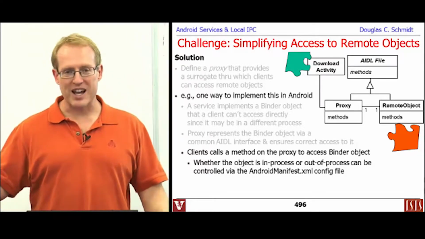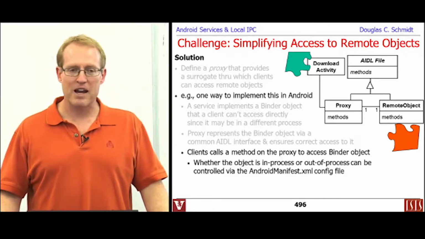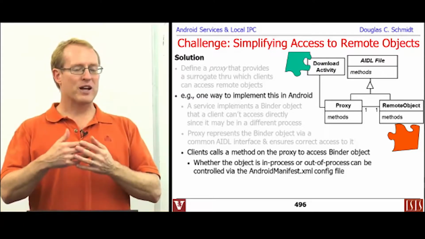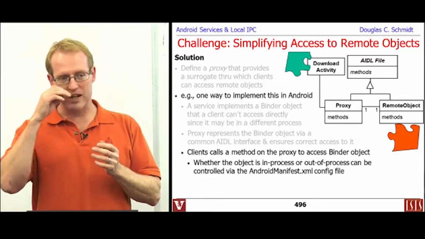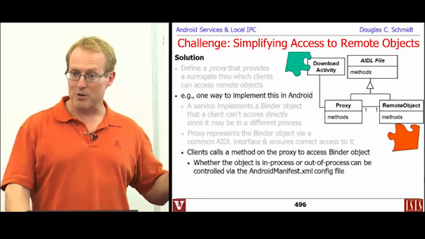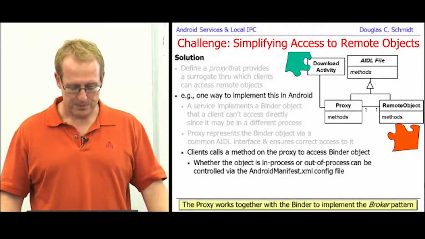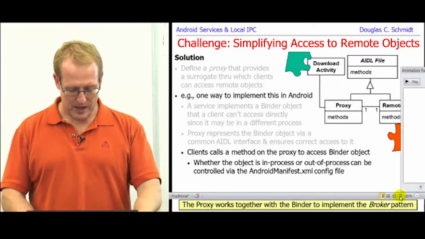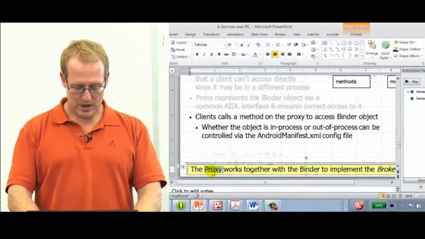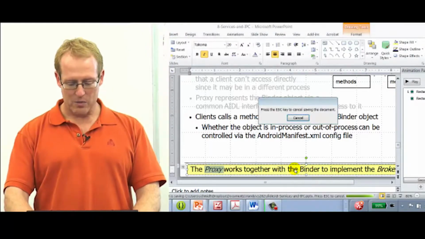Now, where that thing resides, you can control in Android by changing various directives in the manifest file. So you can control whether or not the thing is in the same address space or whether it's going to be in a different address space. You get some control over that. But the point is that whether it's in the same or different, the proxy is shielding you from what's actually taking place.